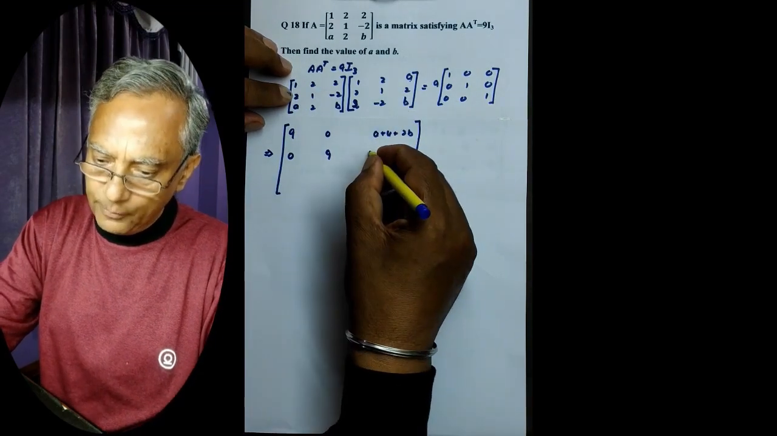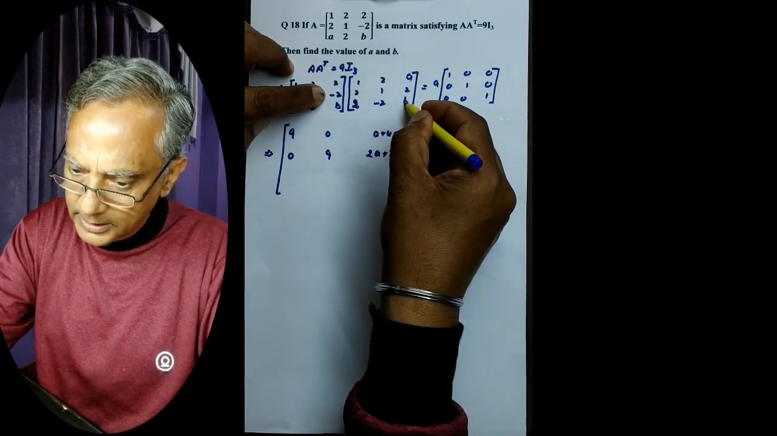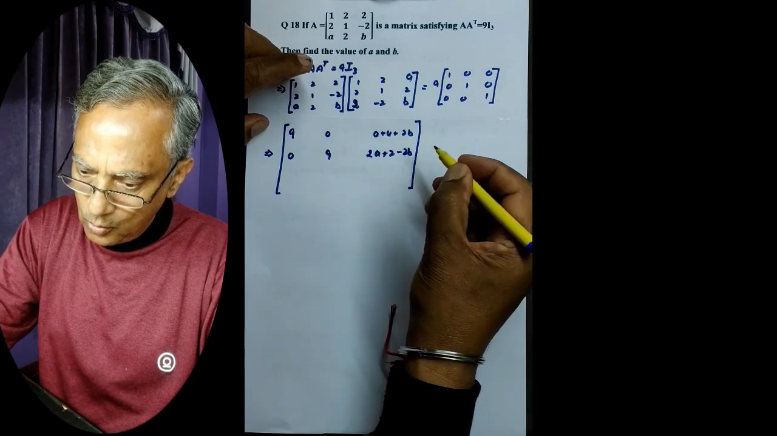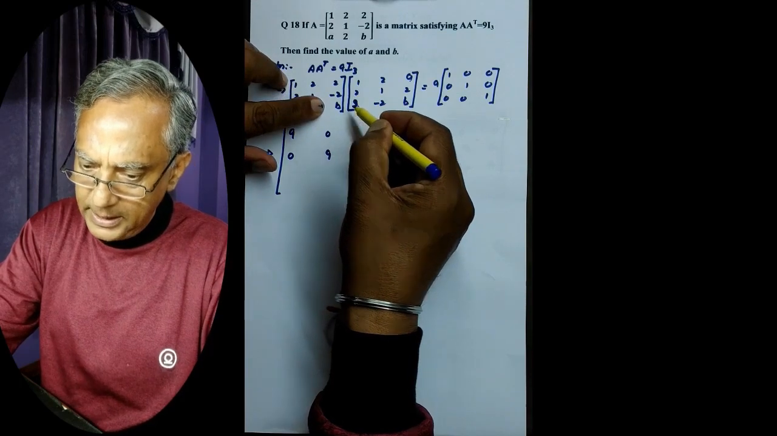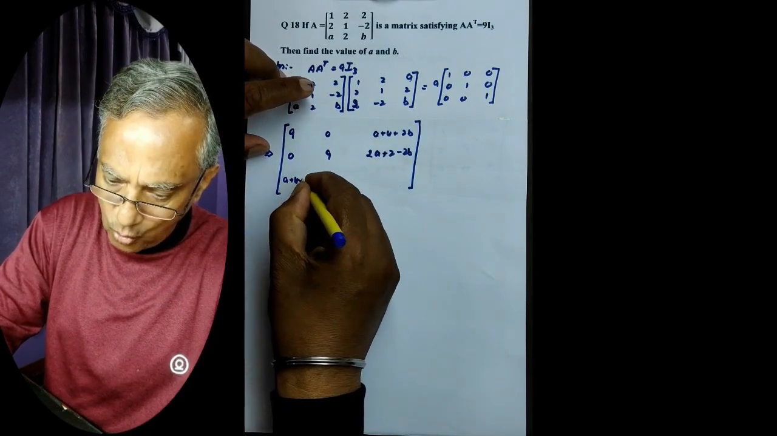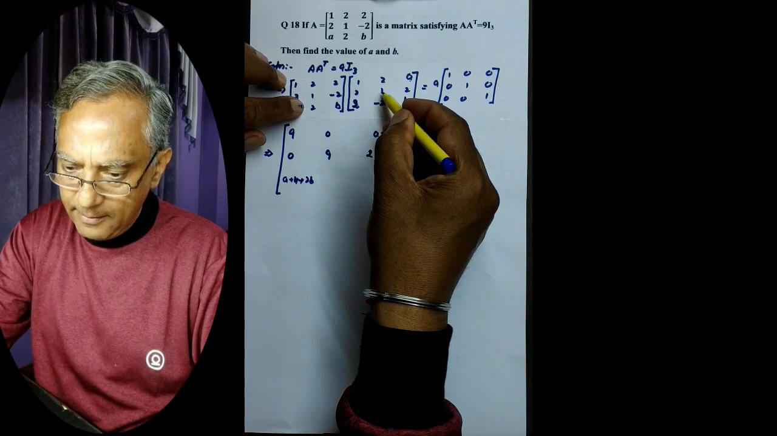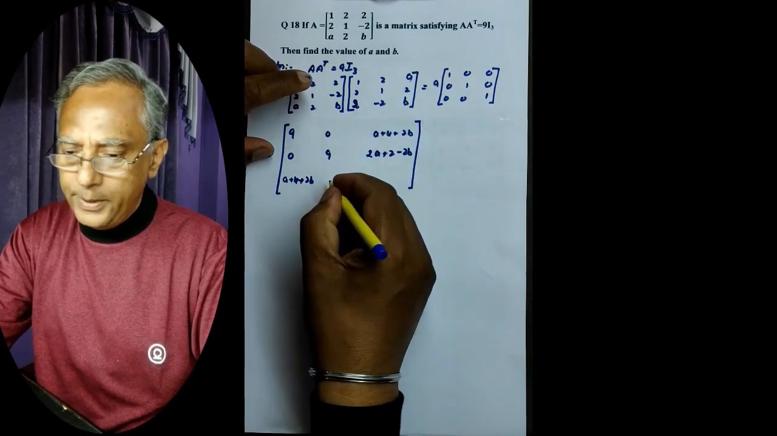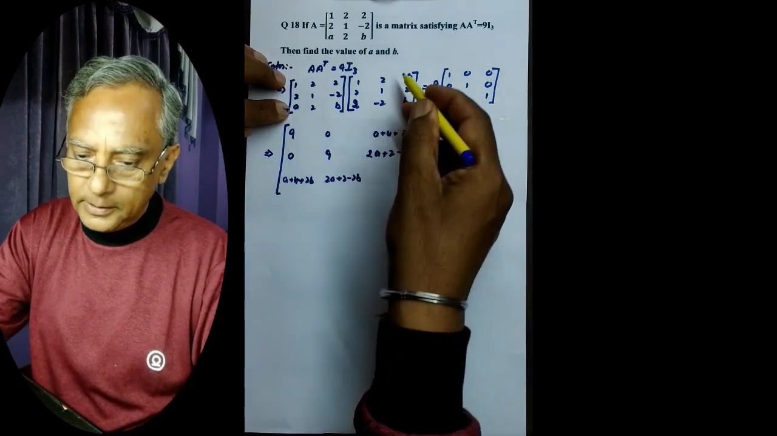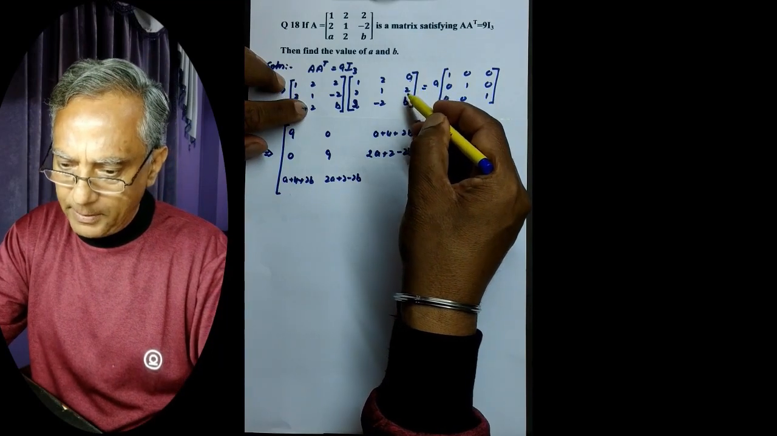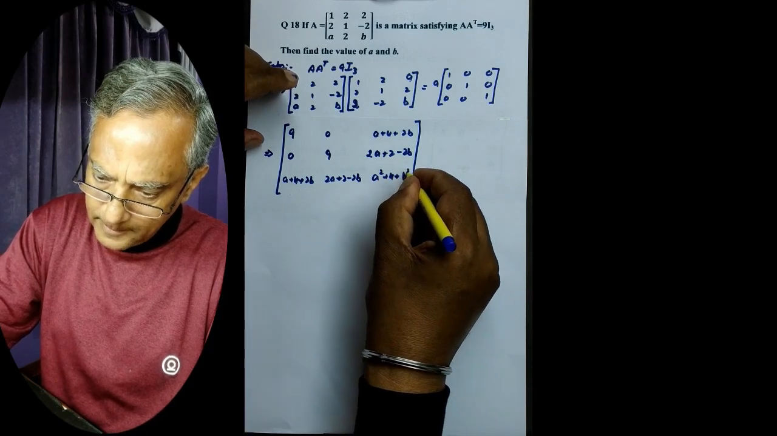This into this. This is 2A plus 2, and this into this is minus 2B. Now this into this. A plus 4 plus 2B. Now this into this. This is 2A plus 2 minus 2B. This into this. This is A square plus 4 plus B square.